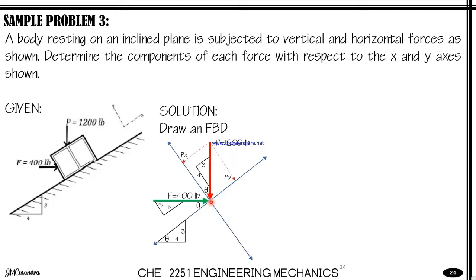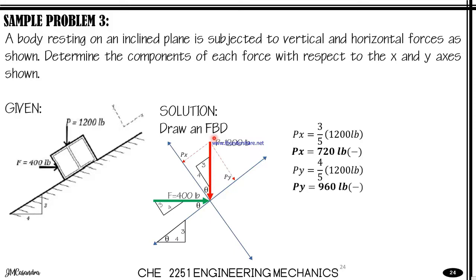So for force P, we have here your Px directed to the negative direction of the x-axis, and Py is directed to the negative direction of the y-axis. So for Px now, that is equal to 3/5 times 1,200, and it will give us a value of negative 720 pounds. And then for Py, that will be 4/5 times 1,200 pounds, and it will be a negative value as it is directed to the negative direction.